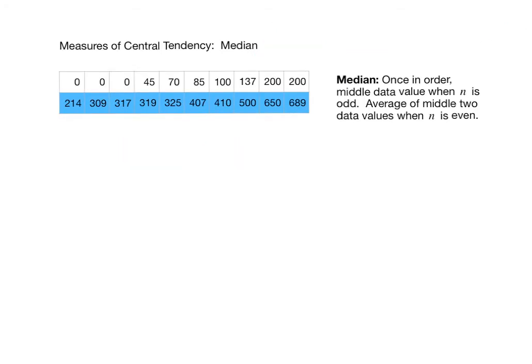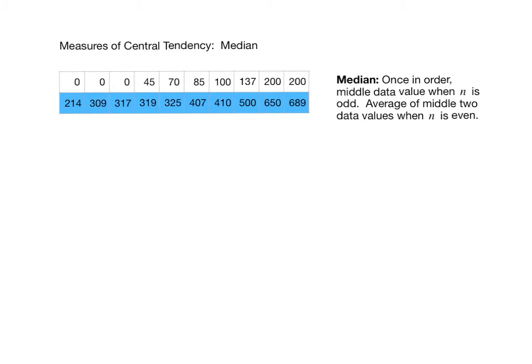Let's now move on to finding the median of the dollars spent on music per year. The definition of median is right here. Once the data is put in order, ascending or descending, it doesn't matter, but it needs to be in order, the middle data value when n is odd is the median. If you have an even number of data points, then you take the average, or the mean, of the two middle numbers and count that as the median. So the median essentially represents the middle.